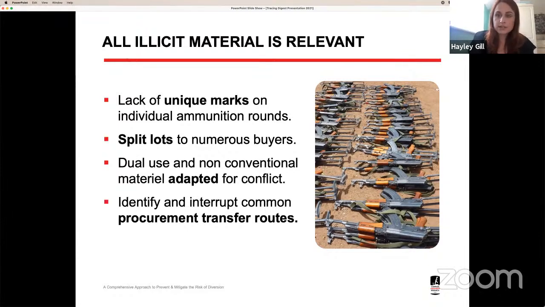Our practical experience in conflict has also identified the presence of a number of related and dual-use non-conventional items being adapted for conflict, often recovered alongside these conventional weapons. So we found that the inclusion of tracing ammunition and non-conventional material and identifying where these items were procured and the transfer routes taken may reveal common transfer and procurement routes that are shared through both non-conventional and conventional items, and provide an opportunity to interrupt these supplies.